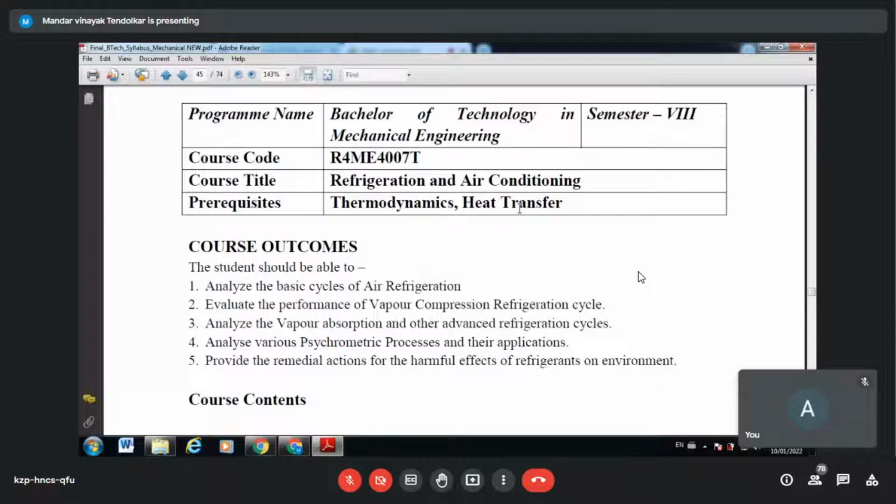Everyone who has a domestic refrigerator, it works on the vapor compression refrigeration cycle. I will teach you how this works, what the pros, cons and limitations are, everything. Then the third part is to analyze the vapor absorption and the other advanced refrigeration cycles.